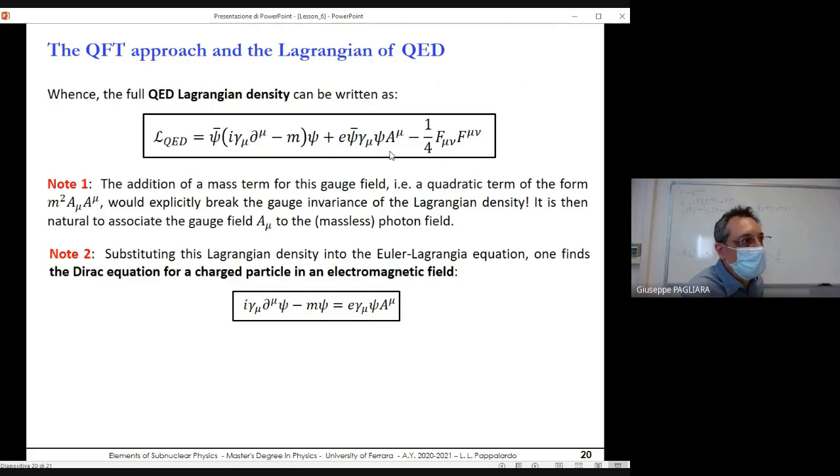If you now substitute this Lagrangian density into the Euler-Lagrange equation, as we did for the free fermion case, what you obtain is the Dirac equation for a charged particle in the electromagnetic field. So you're going to have this additional term in your Dirac equation, which tells you that it is now an interacting fermion, not anymore a free fermion.